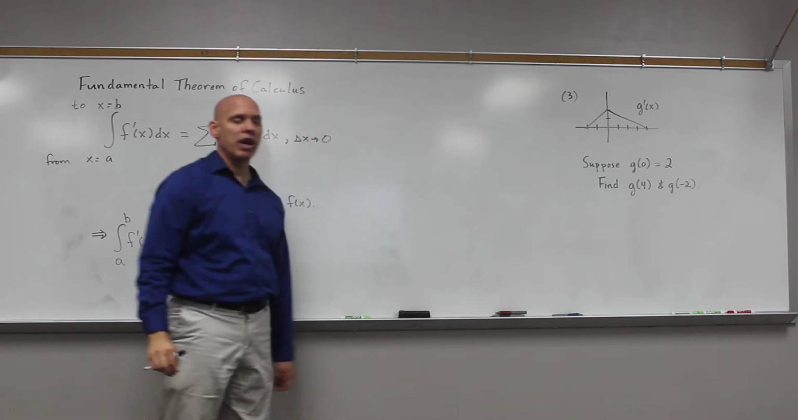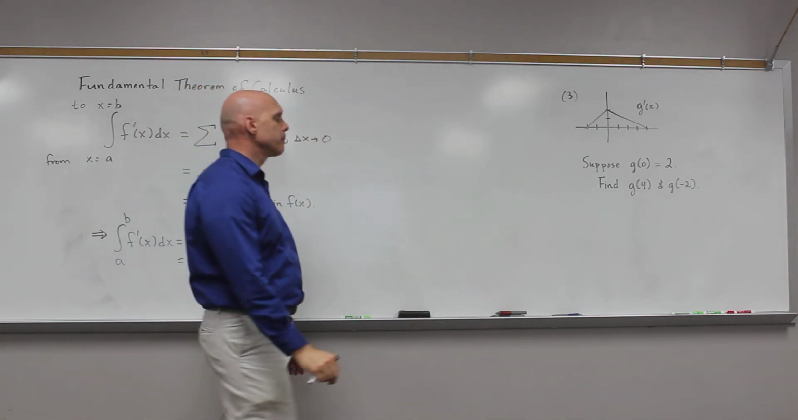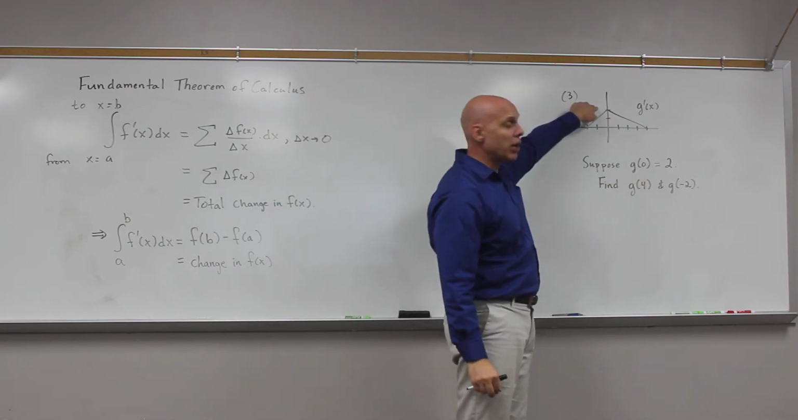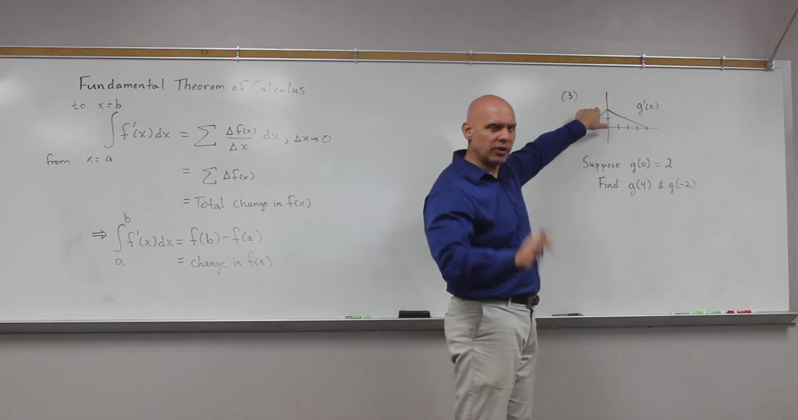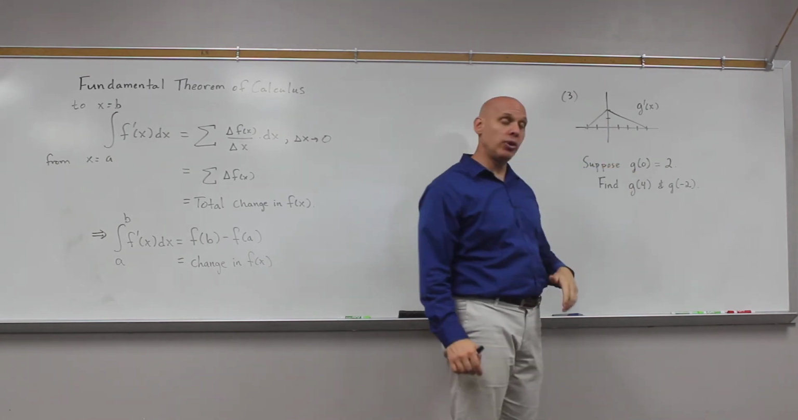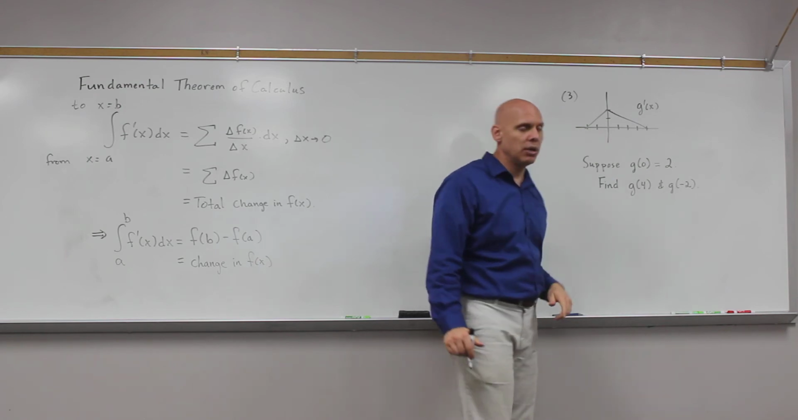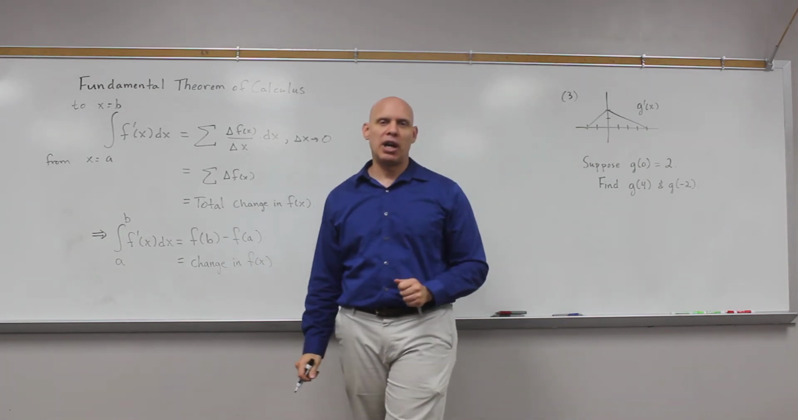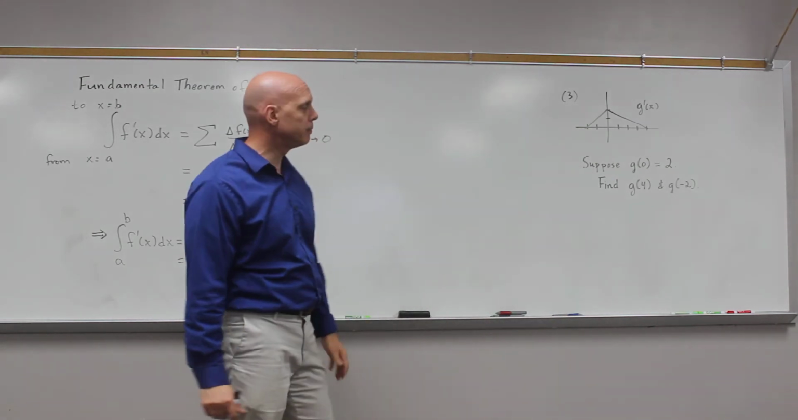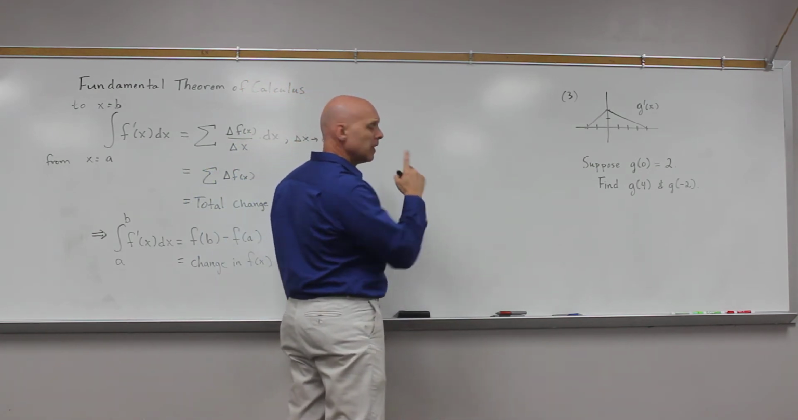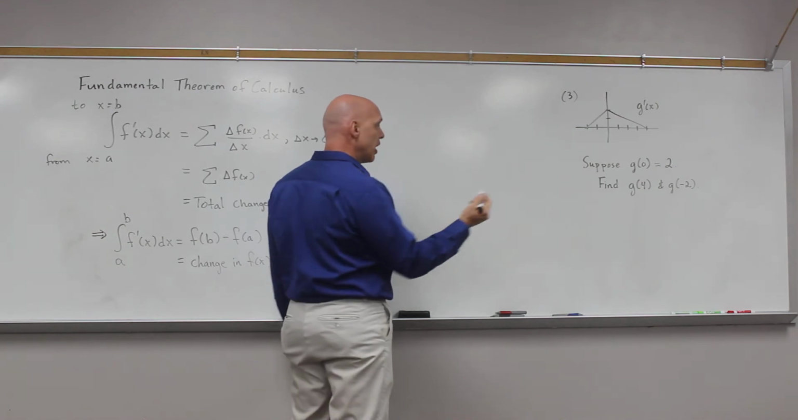Notice that I have a graph of g prime of x. I'm telling you g of 0 equals 2. G prime of 0 equals 2, that's just a coincidence. G of 0 equals 2, I don't know what the graph looks like of g. I don't have a graph of g, just g prime. But I'm asking to find values of g. Well, how could I do this? I can use the fundamental theorem of calculus.